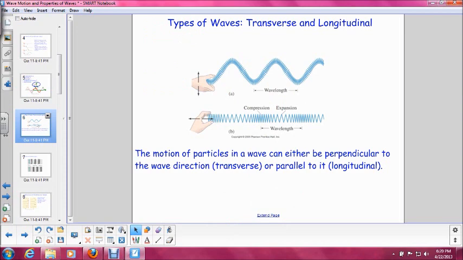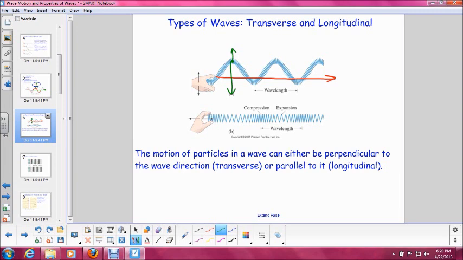Now, when we talk about mechanical waves, there are two types, transverse and longitudinal. Most of the waves that we think of when we hear the term waves are transverse waves. So that means as the energy moves this way, the individual particles just move up and down. They move perpendicular to the direction of the wave.